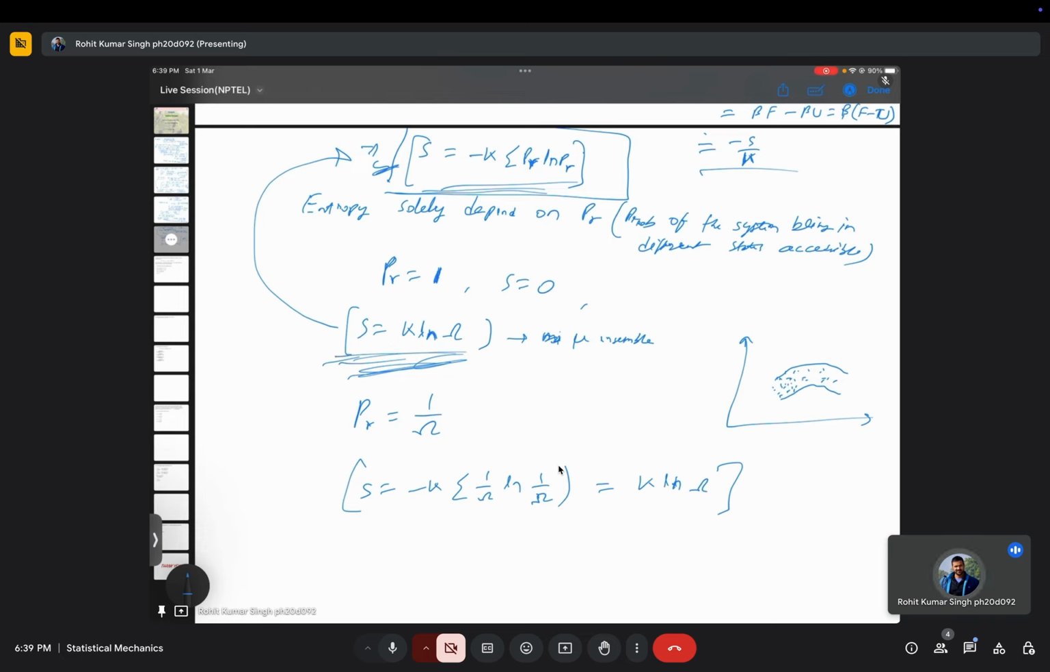And the microcanonical ensemble is just a special case where all the microstates for each member of the ensemble are equally likely to occur. Okay.